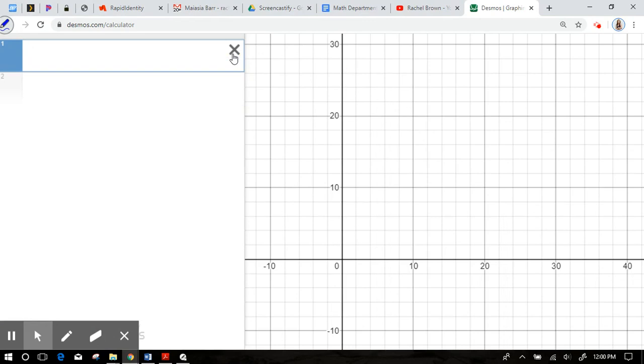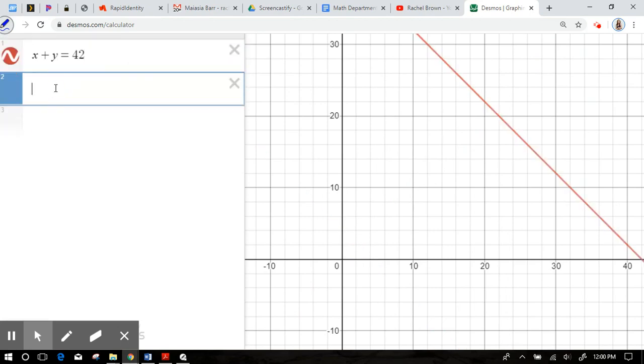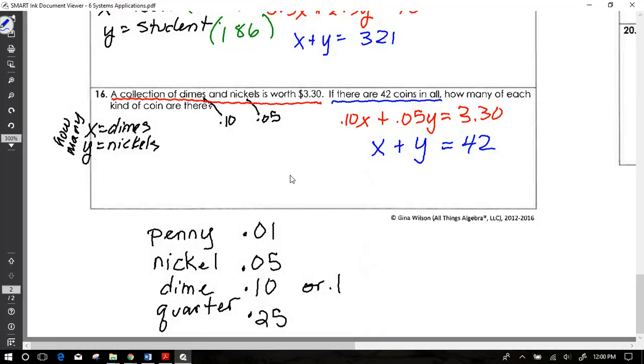And so now that I have gotten this completed, I can go to the Desmos calculator and I can just type this in there. And I can type them in any order that I want to. So x plus y equals 42, and then 0.1x plus 0.05y equals 3.3. And so where they cross over is right here at 24, 18. So 24, 18. Let's go write our answer down here.